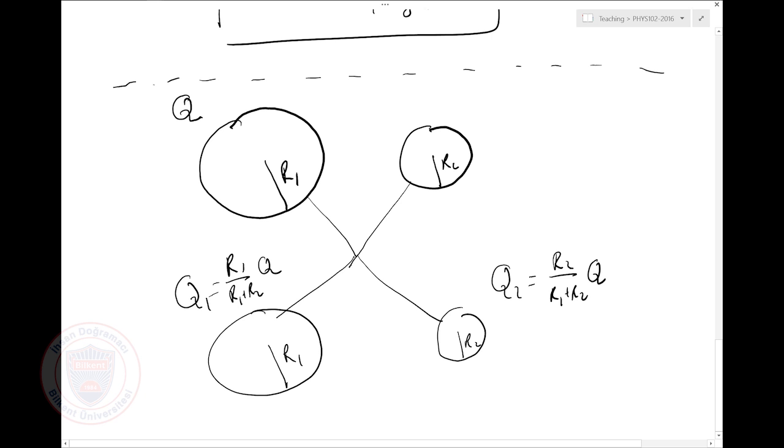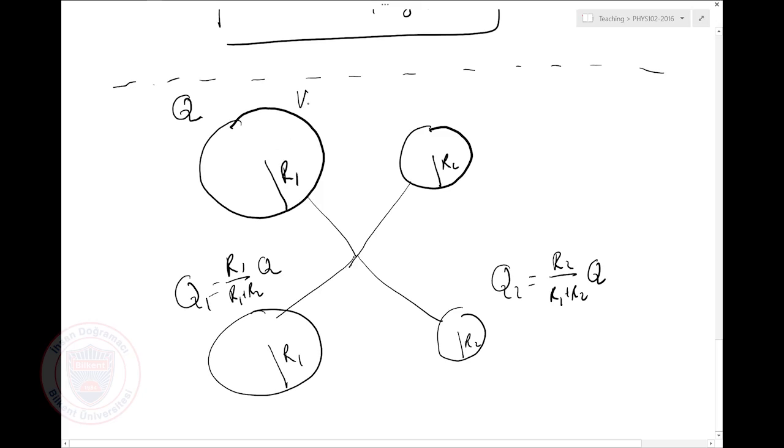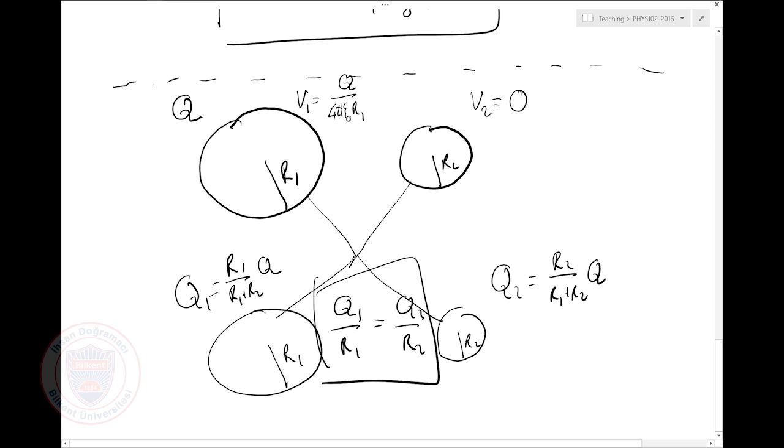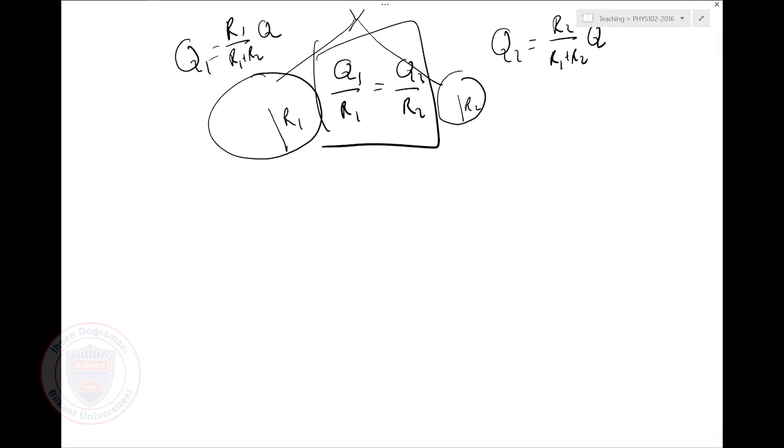Why do charges flow from r1 to r2, from the first sphere to the second sphere? Because they are not at the same potential. Initially, the potential here is going to be q over 4 pi epsilon 0 r1, while the potential here is 0 because there is no charge, and the charges will keep flowing until the two spheres are at the same potential, which means Q1 over R1 must be equal to Q2 over R2. That's why the charges are split proportional to the radii of the spheres. So there is no magic involved in that.